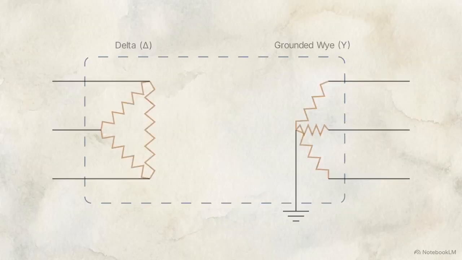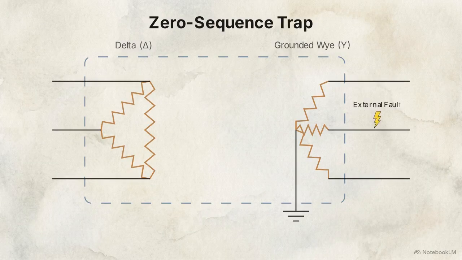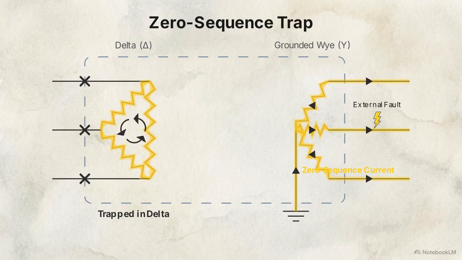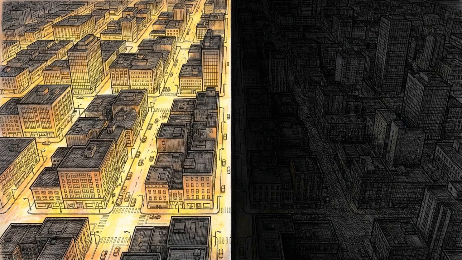The third issue is zero-sequence current. An external fault on a grounded Y winding can draw zero-sequence current into one side of the transformer, but a delta winding on the other side will block that current from exiting. A misoperation needlessly shuts down a section of the grid.